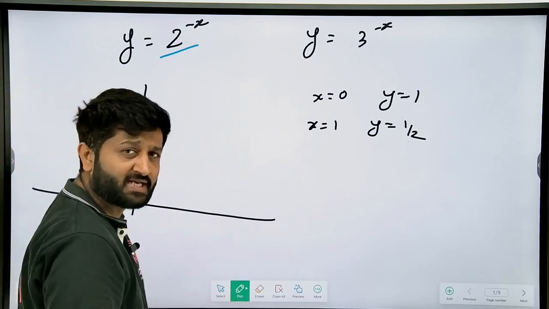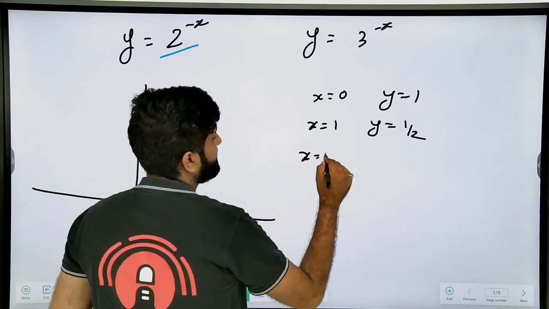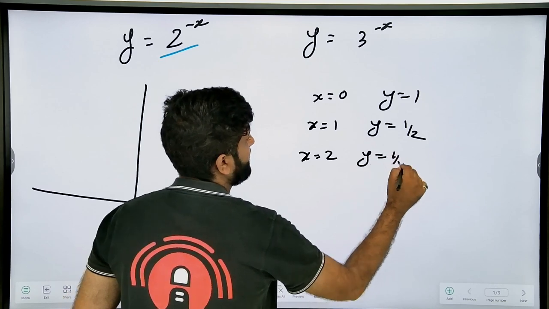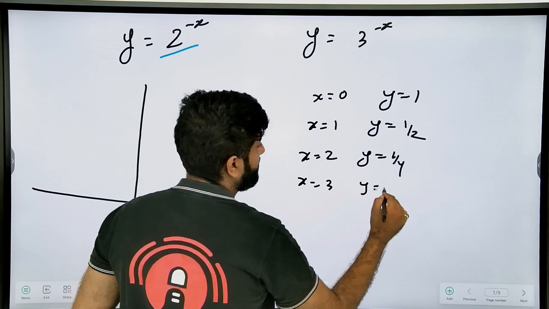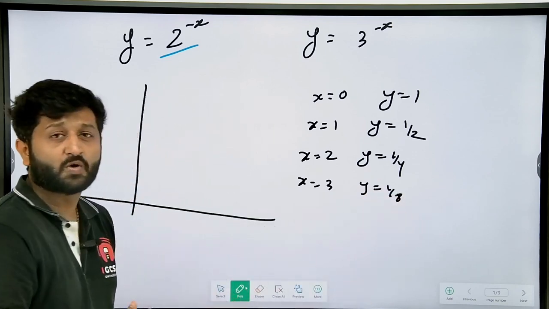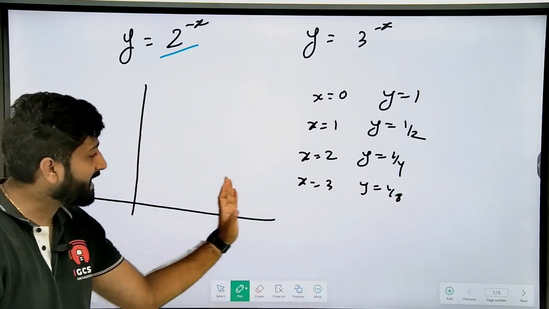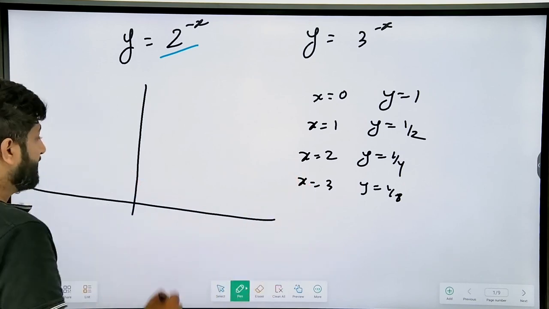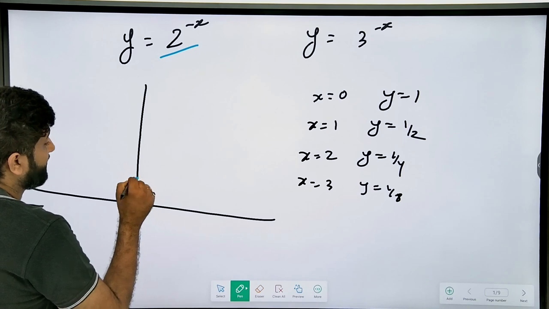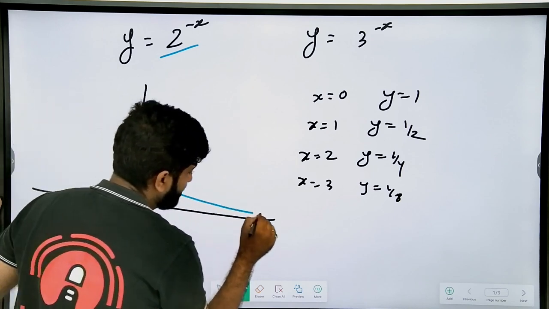The same way, when x is 2, y is going to be 1/4. When x is 3, y is going to be 1/8. So if you observe, as I'm increasing the value of x, the value of y is reducing significantly. So this is going to look like this.